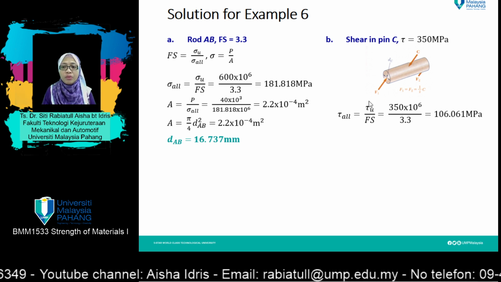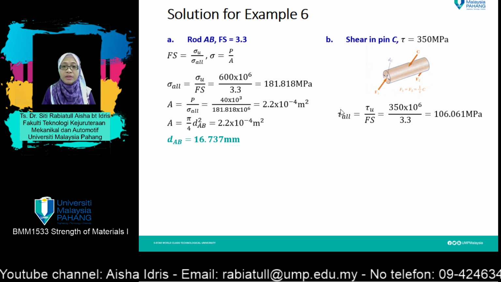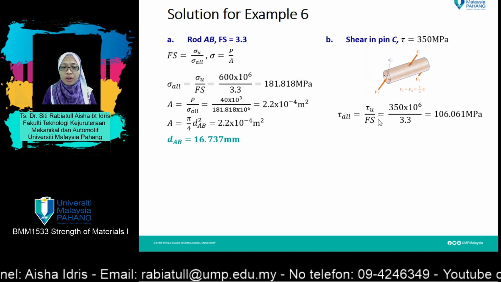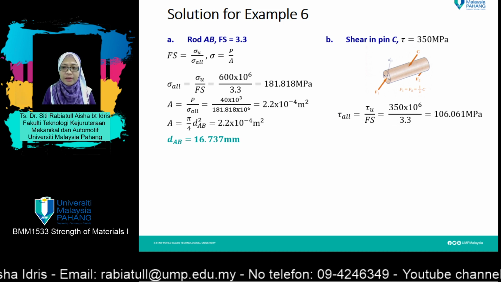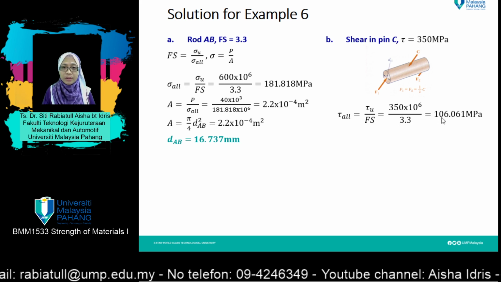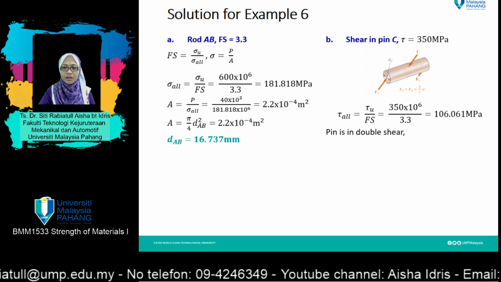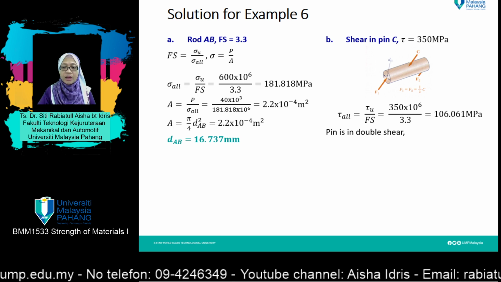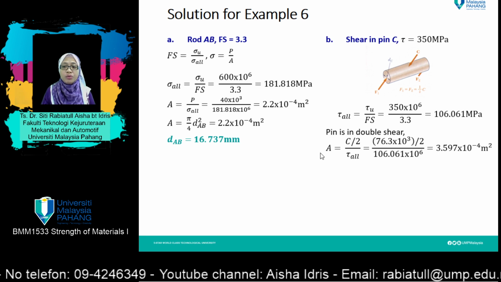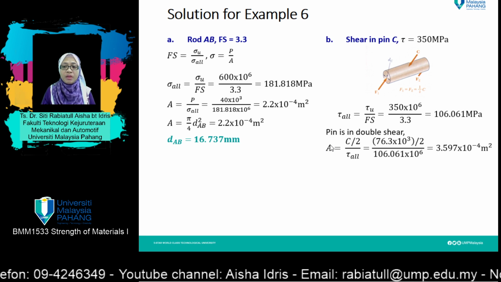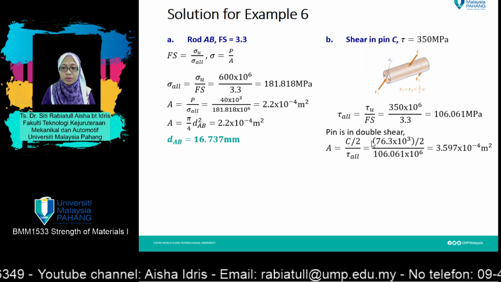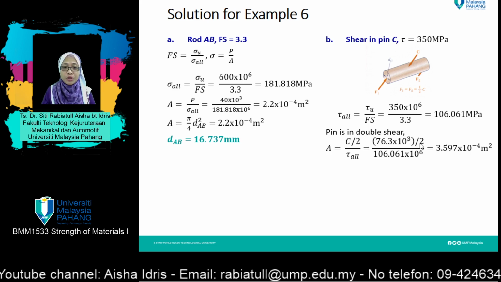So first of all, you need to find the value of tau allowable by using the formula for factor of safety, and from there you will get the value of 106.61 megapascal. And remember again, this pin is in double shear. Therefore, whenever you want to solve the problem, please don't forget to divide the forces by 2.